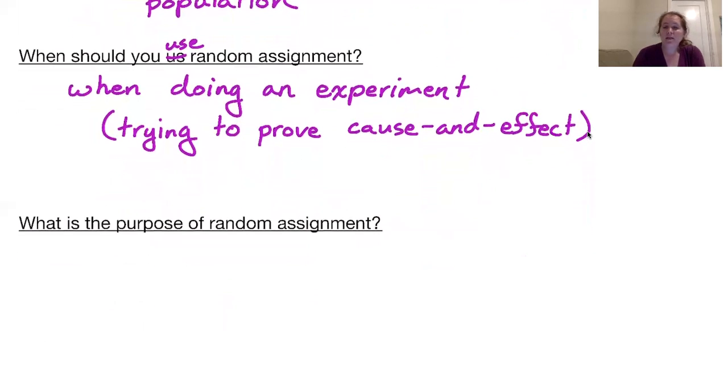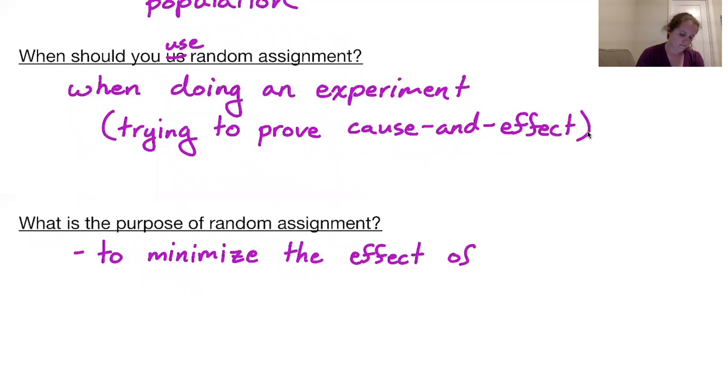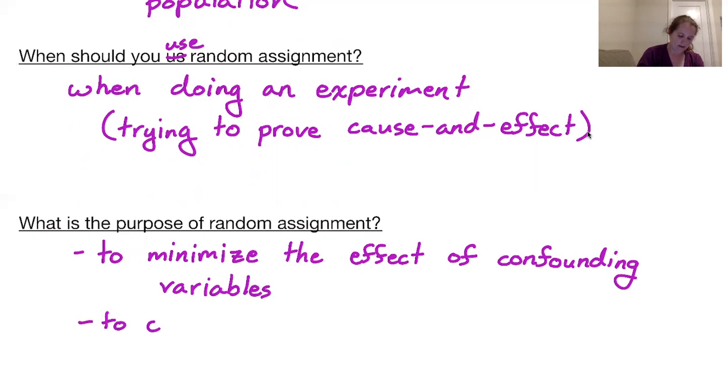What is the purpose of random assignment? The purpose of random assignment is we're trying to minimize the effect of confounding variables, and to create similar treatment and/or control groups.